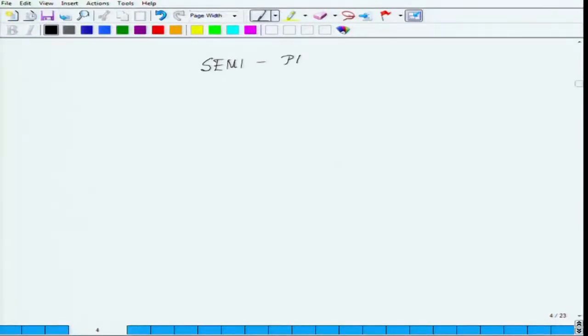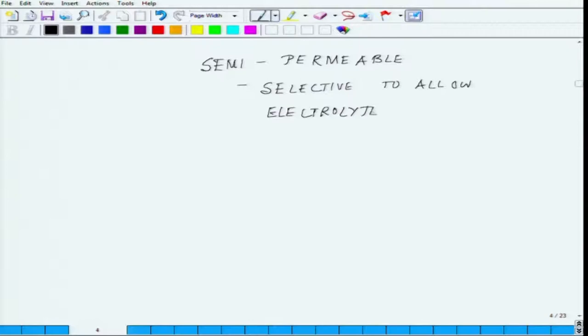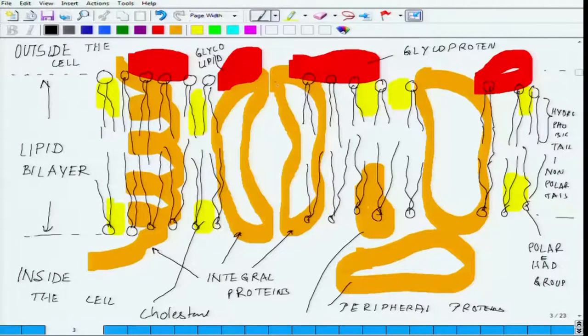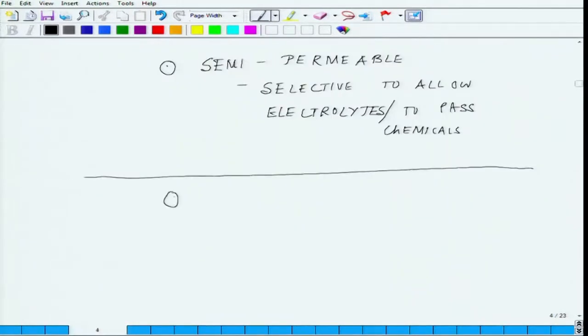Okay, and apart from it, this membrane is semi permeable in nature, as I was mentioning in one of the previous classes. It is selective about allowing things to pass through it, selective to allow electrolytes or other chemicals to pass. And essentially these membranes are regulated by a whole series of integral proteins embedded among this structure, which form the ion channels. The model which is currently used for this is called the fluid mosaic model.